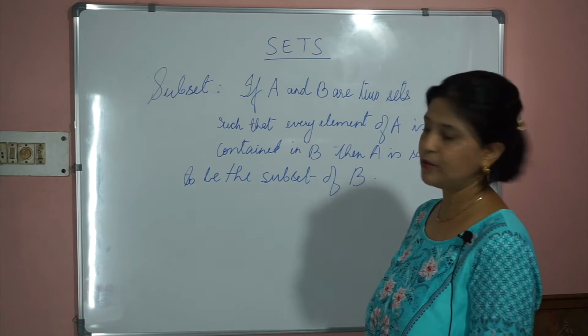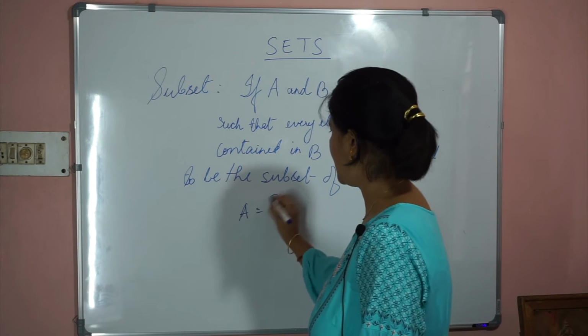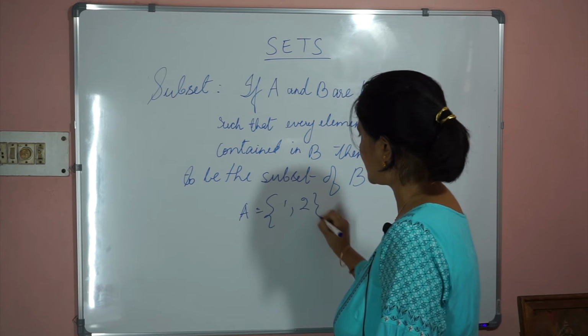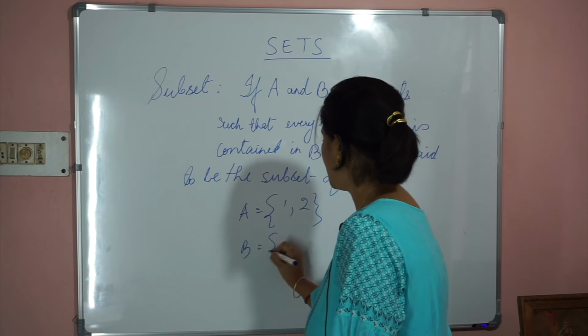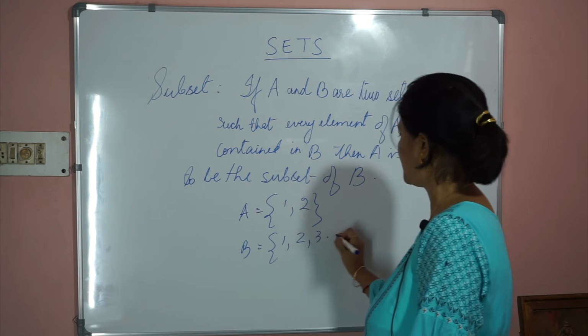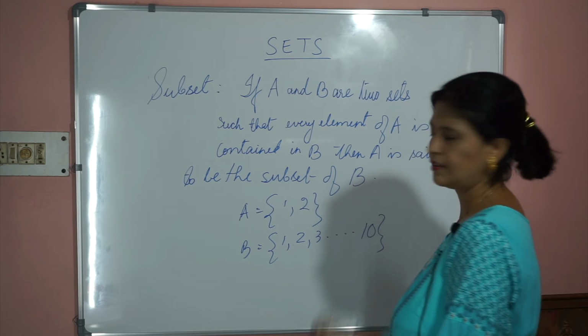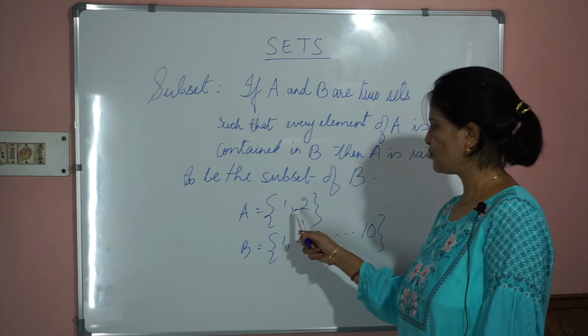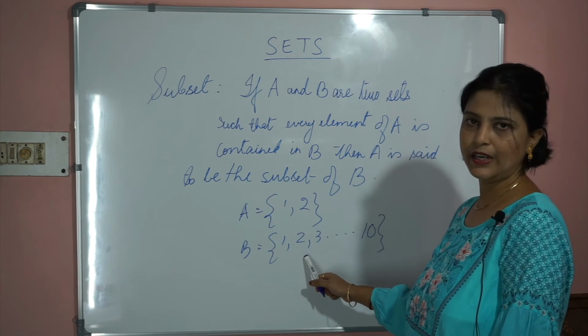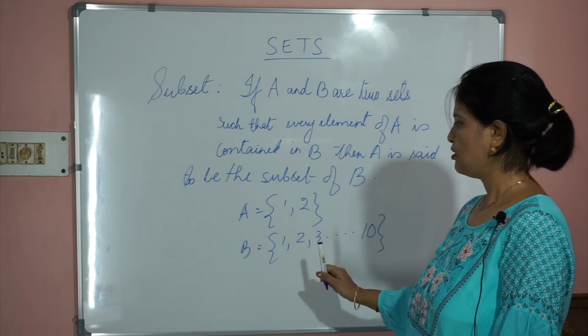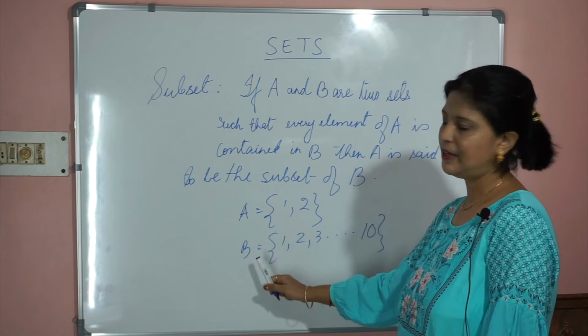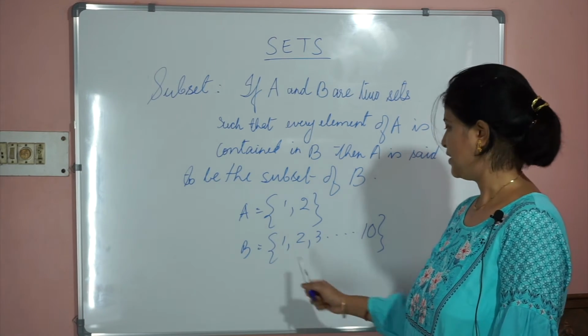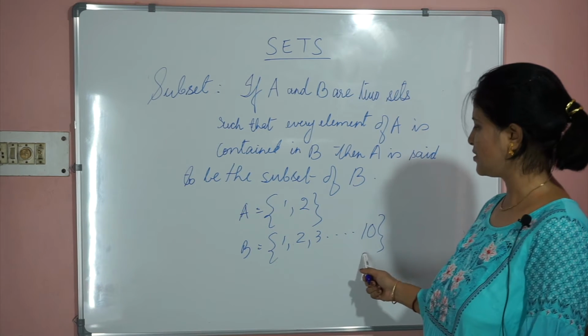Here let me explain with an example. Suppose A has the elements 1, 2 and B has elements 1, 2, 3 up to 10, suppose. So these elements 1 and 2 are already in B. Fine. So A will be the subset of B. Now, here you can see one more thing, children.